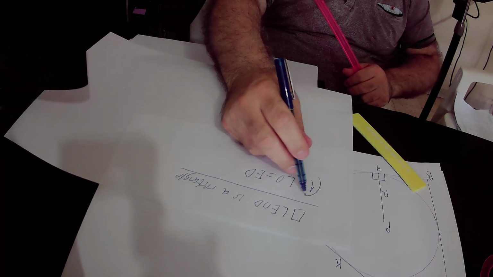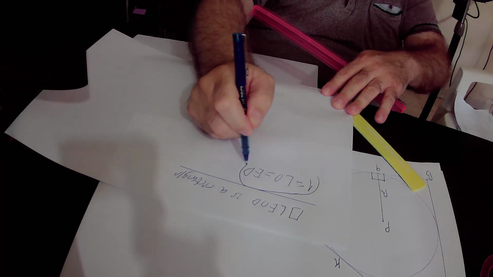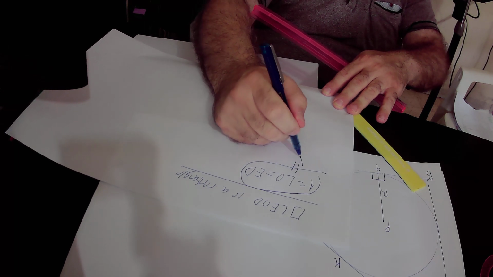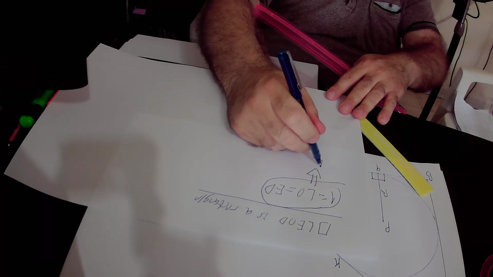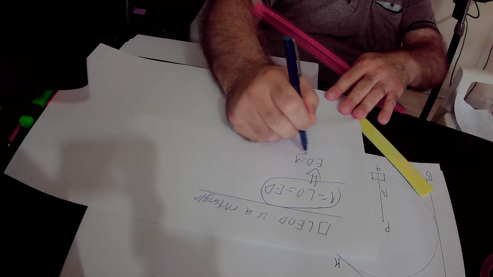From this equation, 1 equals LO equals ED, we will derive that ED is also equal to 1 unit.